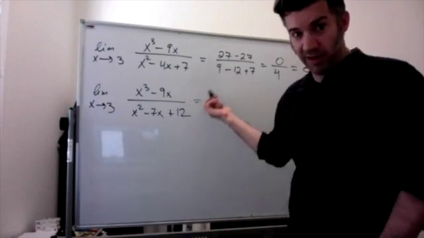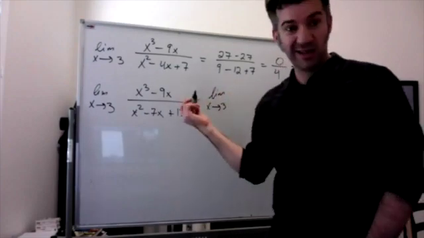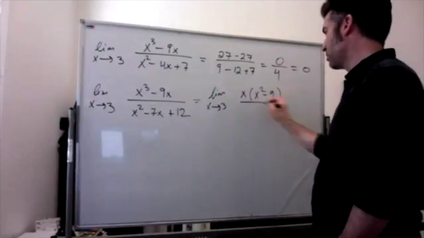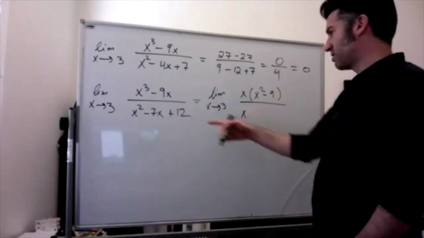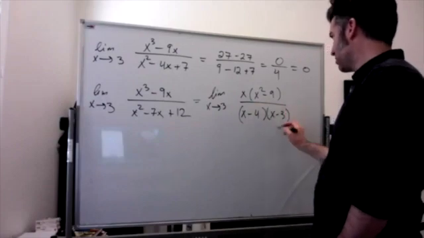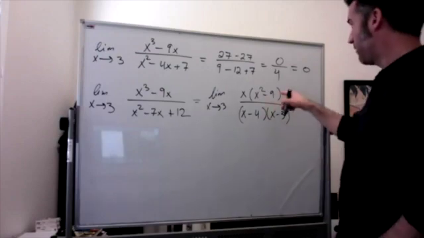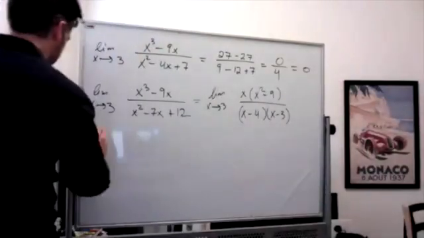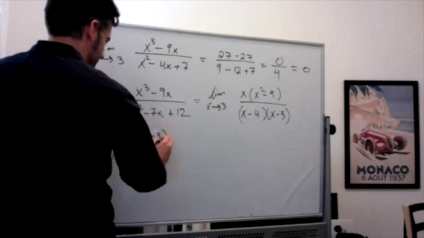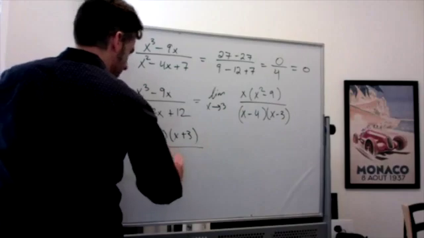I'm going to factor, right? Factor and cancel. So from the top, I can definitely factor out an x. So I get x times x squared minus 9 over x. On the bottom, I can factor as x minus 4 times x minus 3. Right? I think that's right. Looks right. And then I can factor the top further as x times x minus 3 times x plus 3 over x minus 3 times x minus 4.